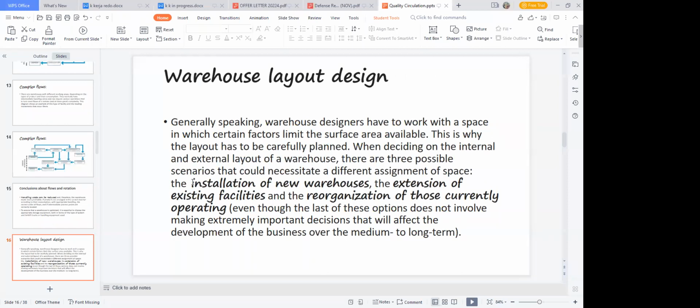So there's another extension of the note. Warehouse layout design is important for the process of installation. How we design affects the installation. It also affects the extension of existing facilities, or maybe the reorganization of the operation. So these are the elements affected by the warehouse layout design.